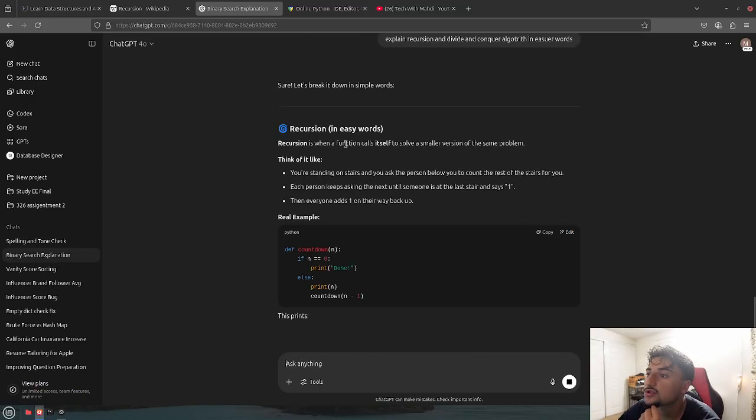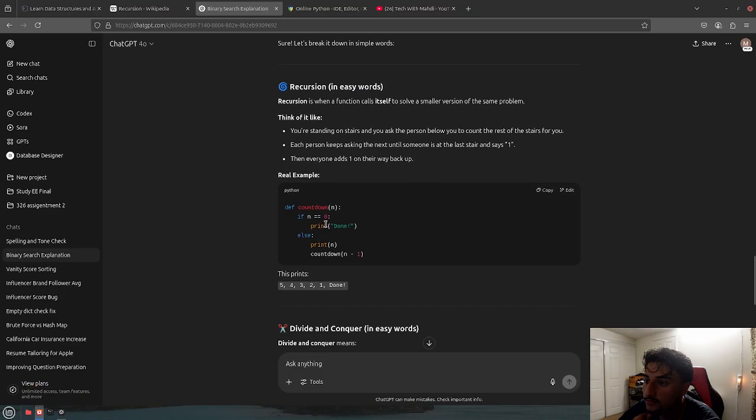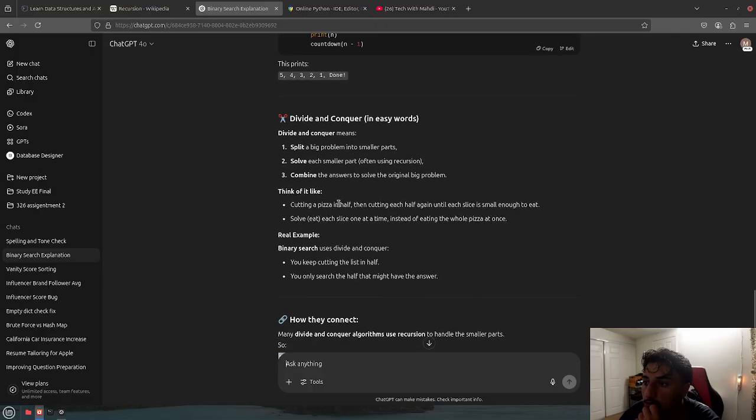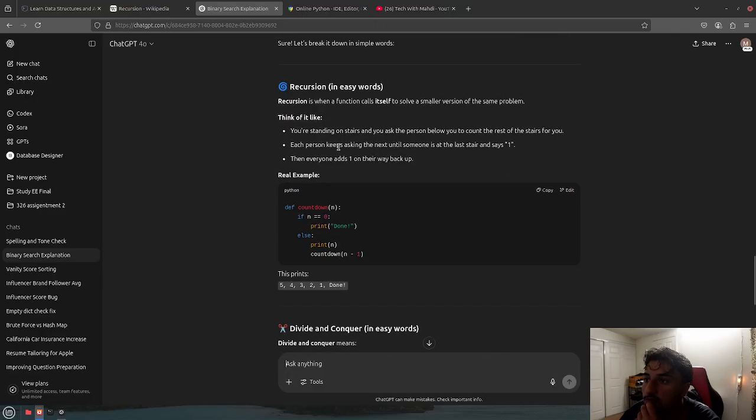Recursion is when a function calls itself to solve a smaller version of the same problem. Think of it like this: if n equals 0, print done, else print n, and count down. So this prints 5, 4, 3, 2, 1. Think about it. You're standing on stairs and you ask the person below you to count the rest of the stairs for you. Each person keeps asking the next.